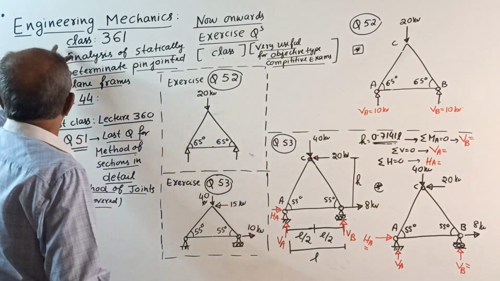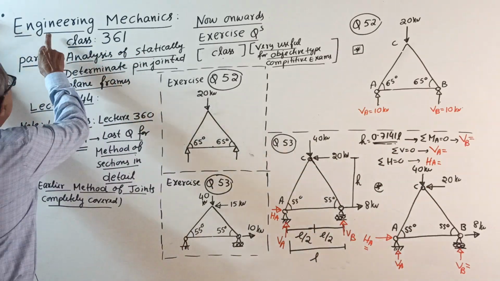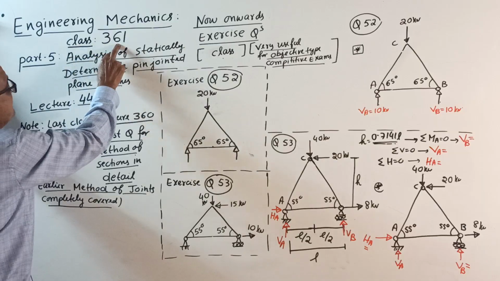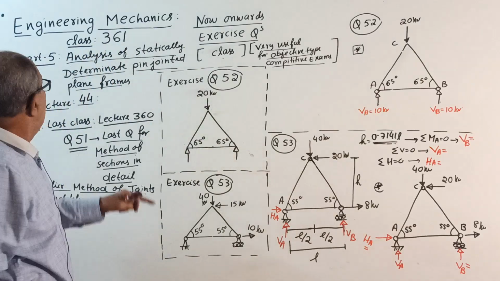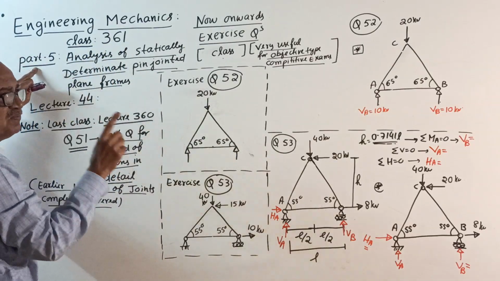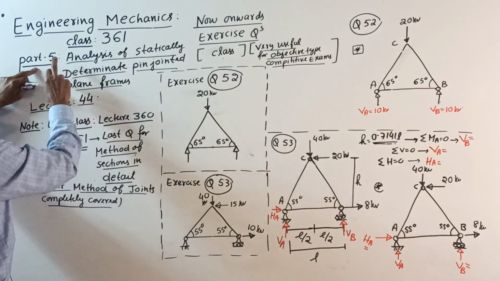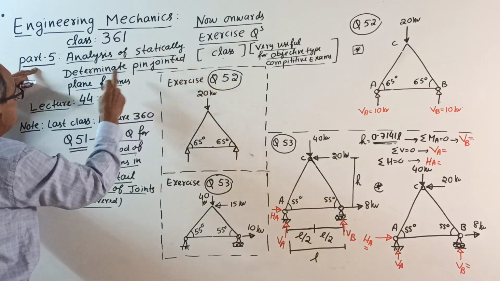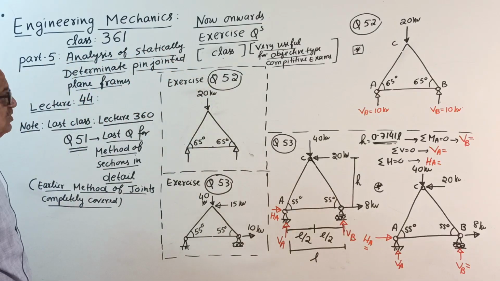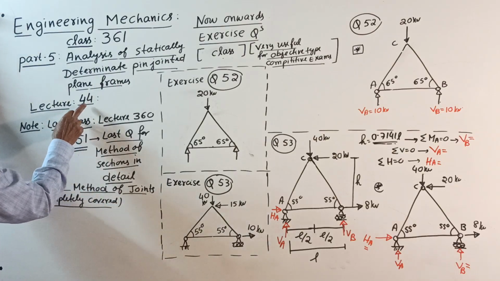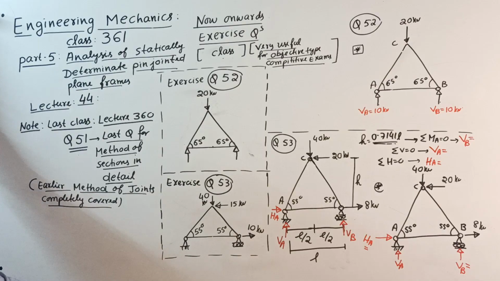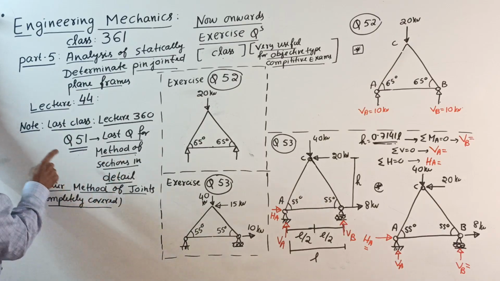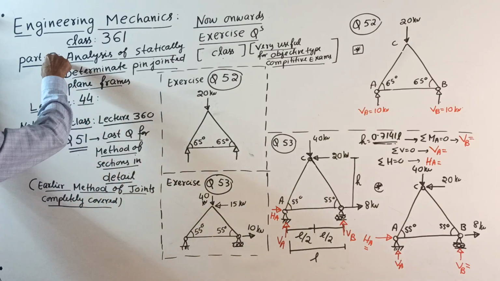Today's class is engineering mechanics, class number 361, and we are in Part 5. Part 5 is analysis of statically determinate pin-jointed plane frames. Today is lecture 44. Make a note: lecture 44 for Part 5.